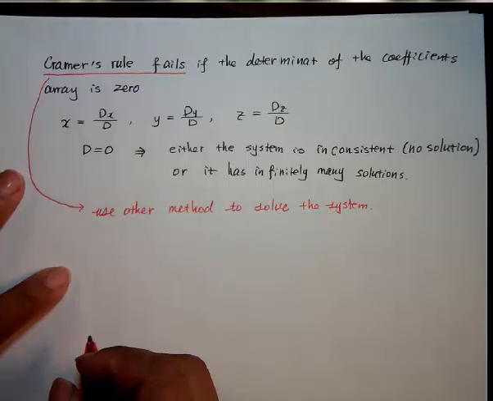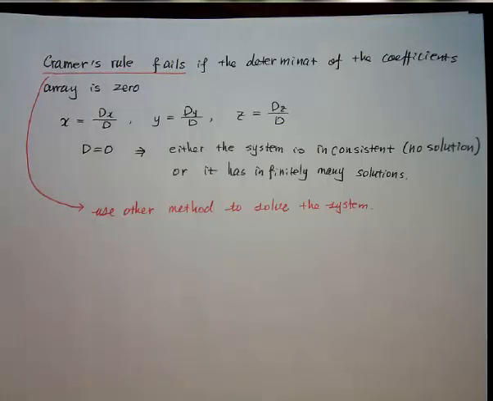So which means Cramer's rule only applies when there is exactly one solution. If it has no solution or infinitely many solutions, this method is not going to apply.